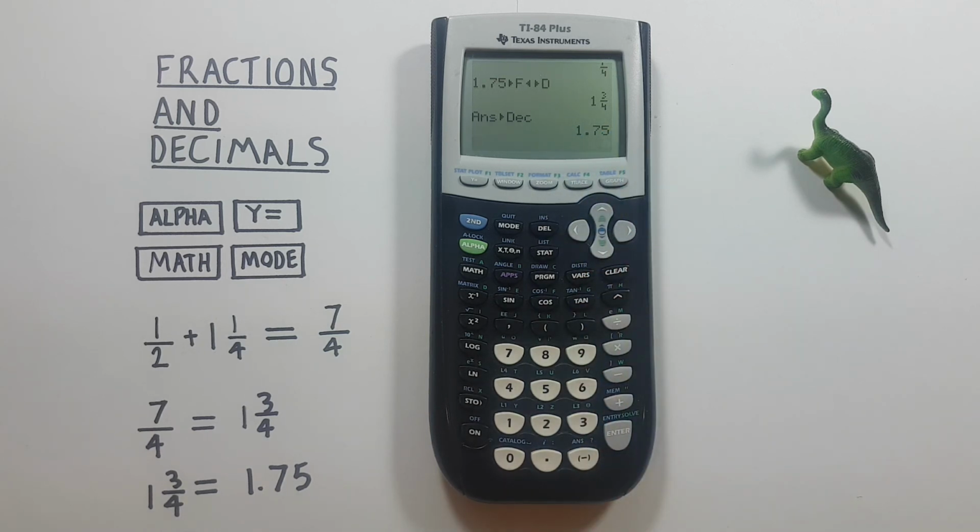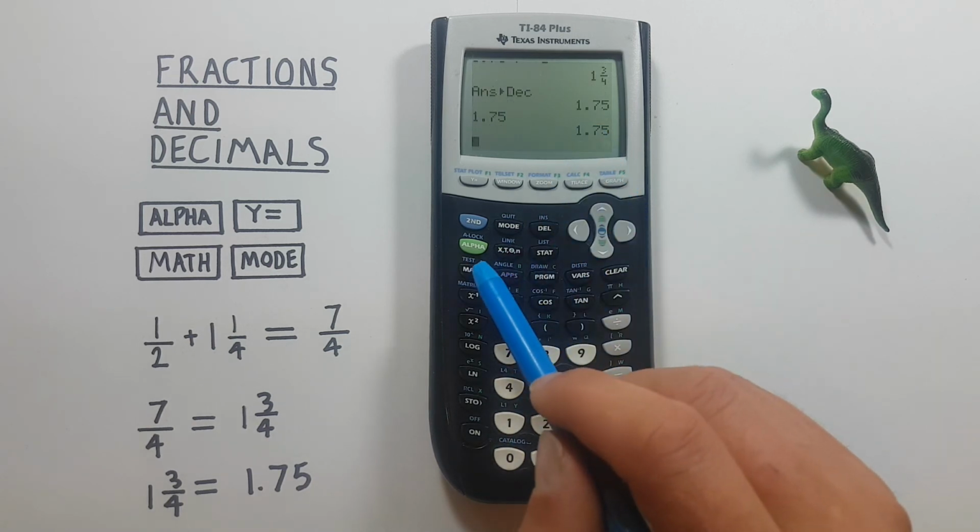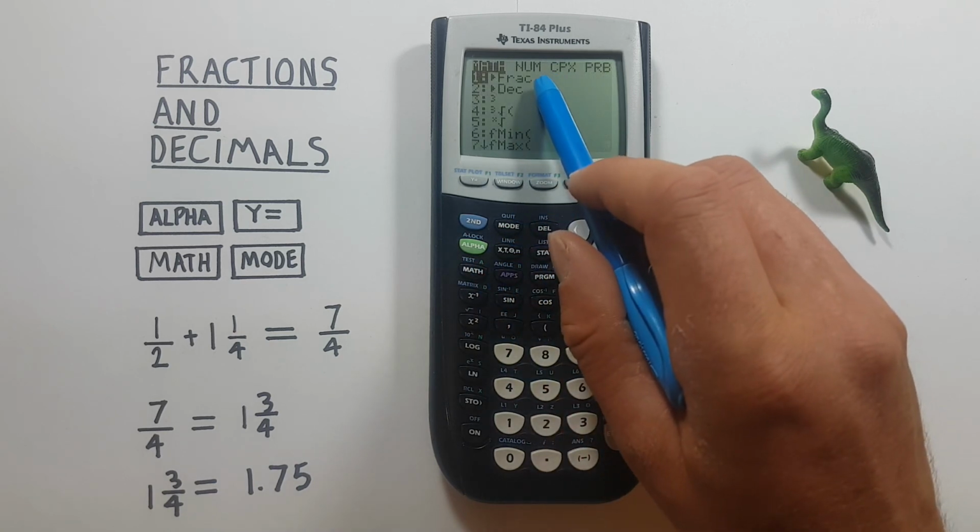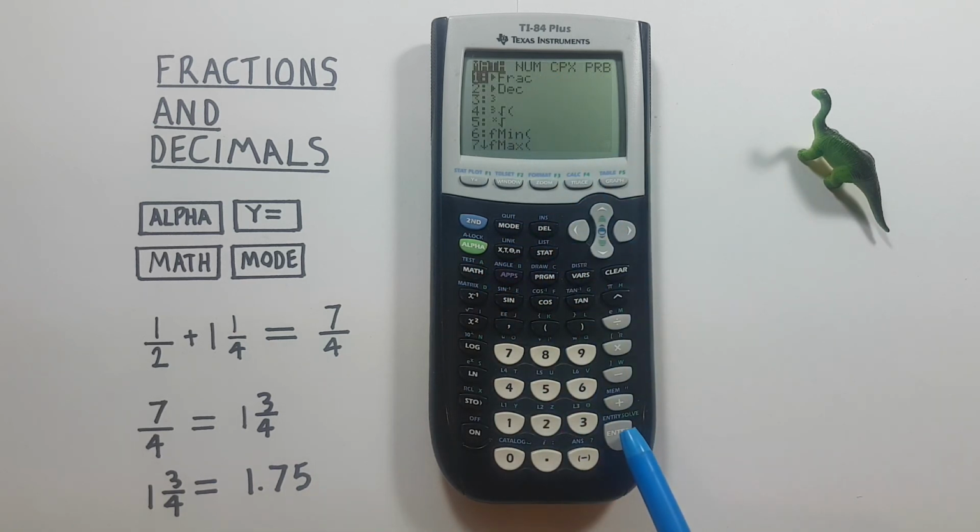And again, we can do this in reverse. If we have 1.75 and want this as a fraction, all we have to do is go math and select the first option here, which is convert to fractions. Press enter, enter again, and we have that as a fraction.